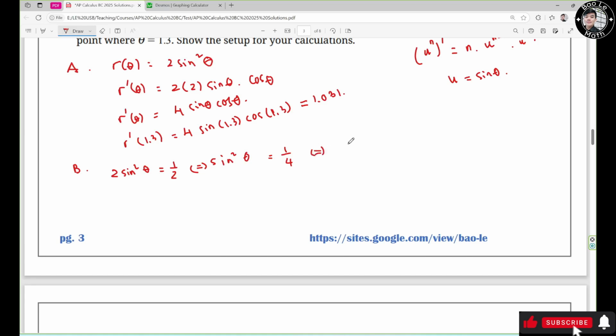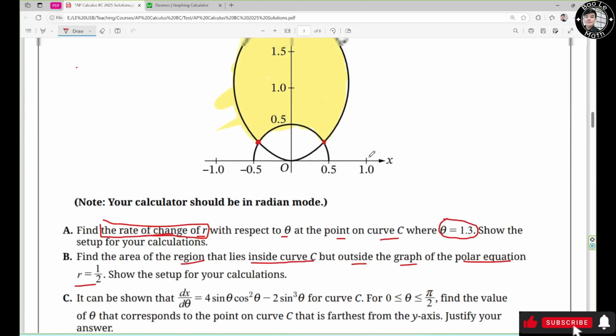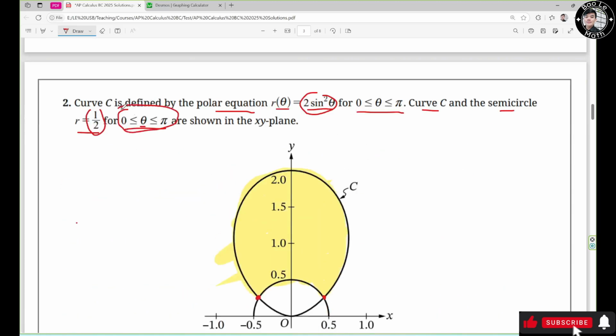And then I'm going to take the square root of both sides, so sine theta equals plus and minus 1/2, right? So you have sine theta equals 1/2 and sine theta equals negative 1/2. For this one, theta equals pi over 6, and for this one, theta equals 5 pi over 6, right? That's it, because the domain is within 0 to pi, right?